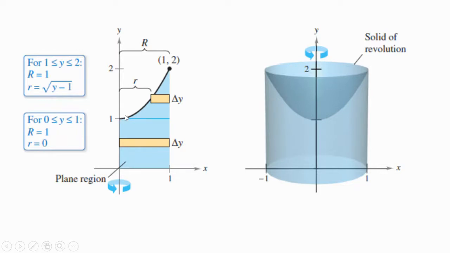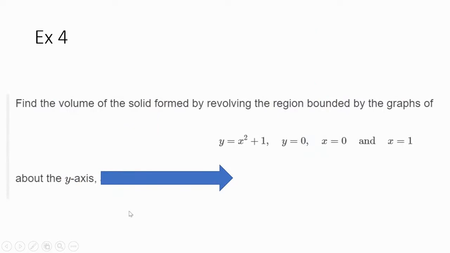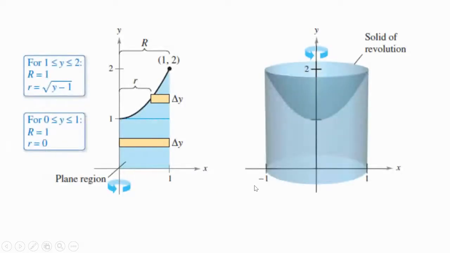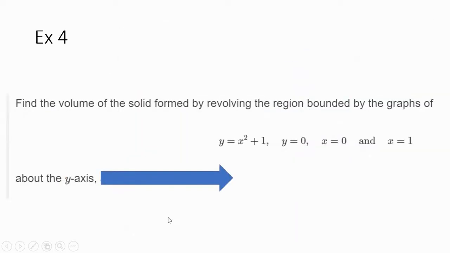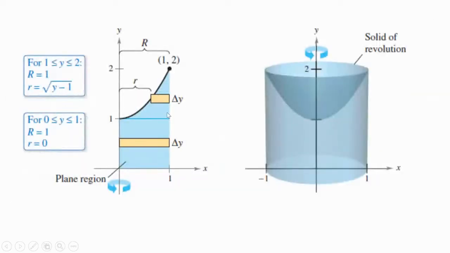And the other graphs that we have are y equals 0 and x equals 0. Well, y equals 0 is the x-axis, and x equals 0 is the y-axis. And they also told us x equals 1, and so x equals 1 is out here.